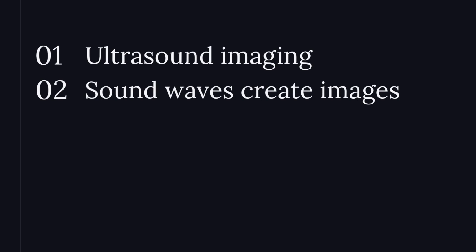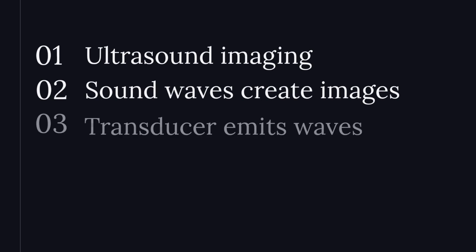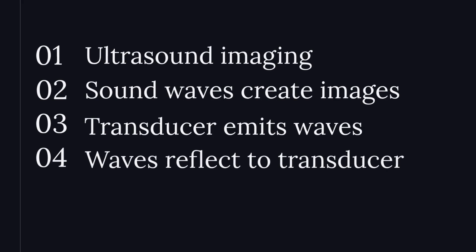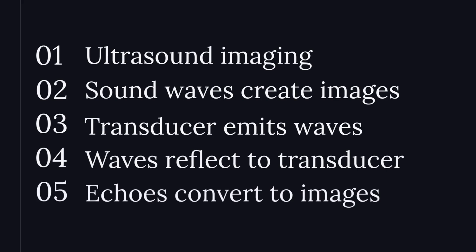Ultrasound uses high-frequency sound waves to create images of internal body structures. A transducer emits sound waves that travel through the body. When these waves hit different tissues, they reflect back to the transducer. The machine then converts these echoes into images. The clearer the boundary between tissues, the stronger the reflection.